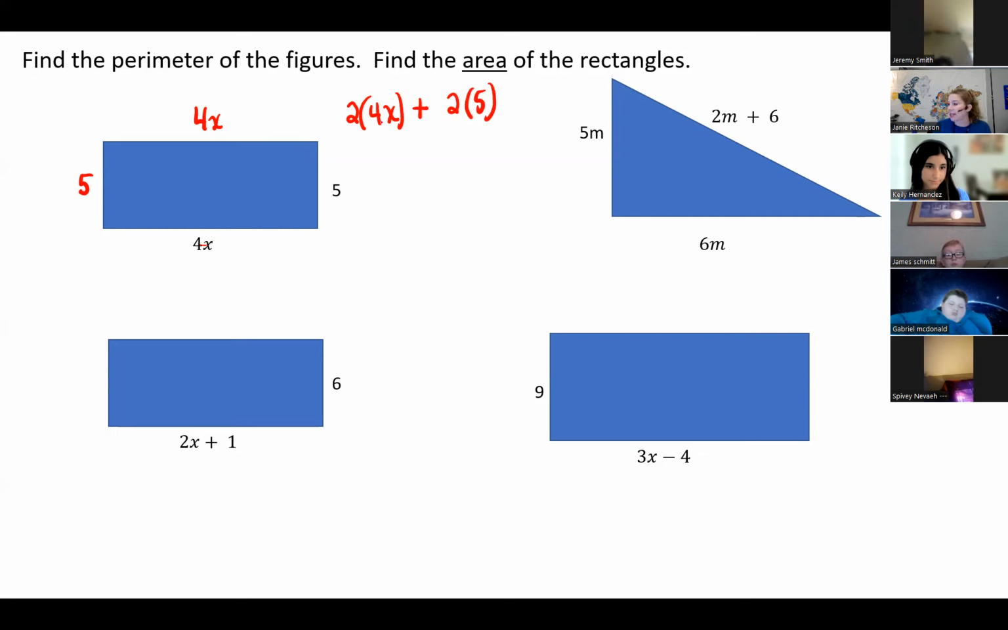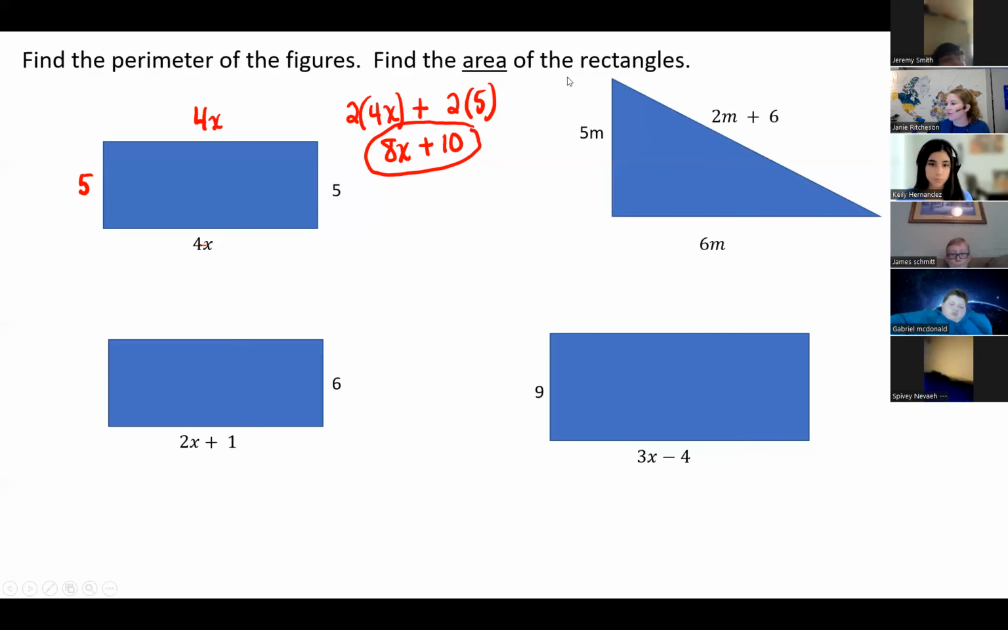So what's 2 times 4x? 2 times 4x is 8x. What's 2 times 5? 10. And now look at this expression, guys. Can we do anything else with this? Can we add 10 and 8? We cannot add 10 and 8. Why can we not add 10 and 8? They are unlike terms. Everybody say that out loud. They are unlike terms. Thank you. All right, good. So for perimeter, guess what? We're done. The perimeter is 8x plus 10.